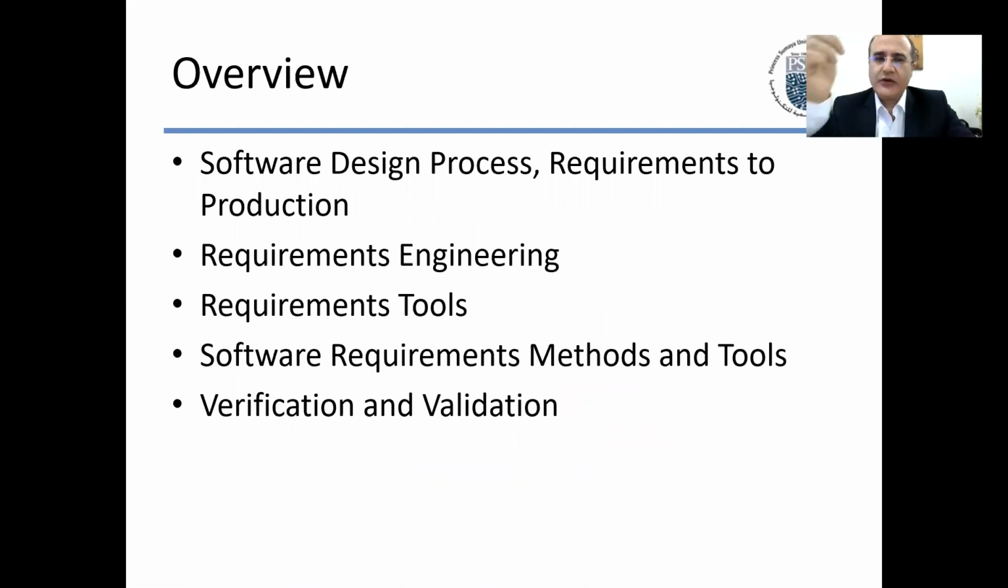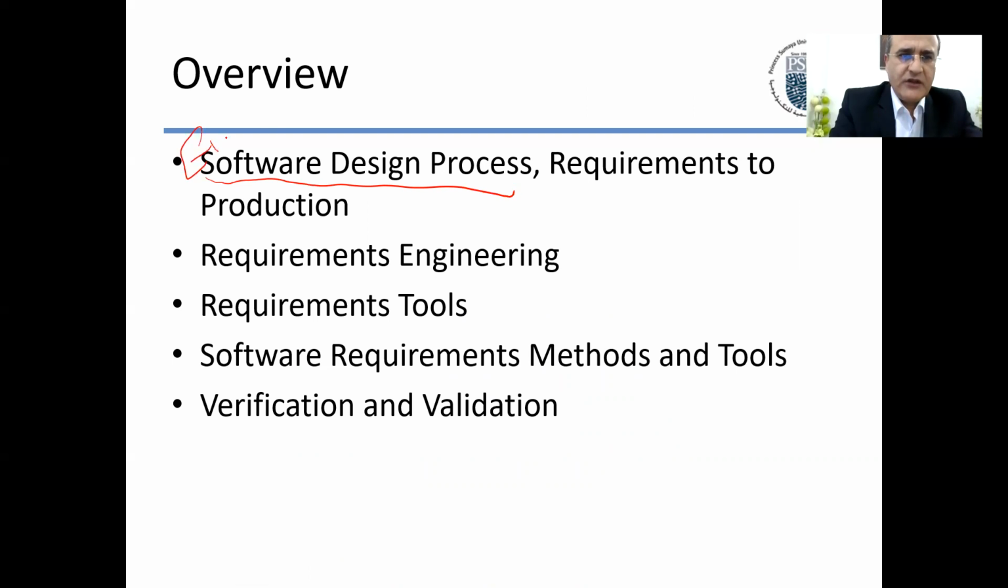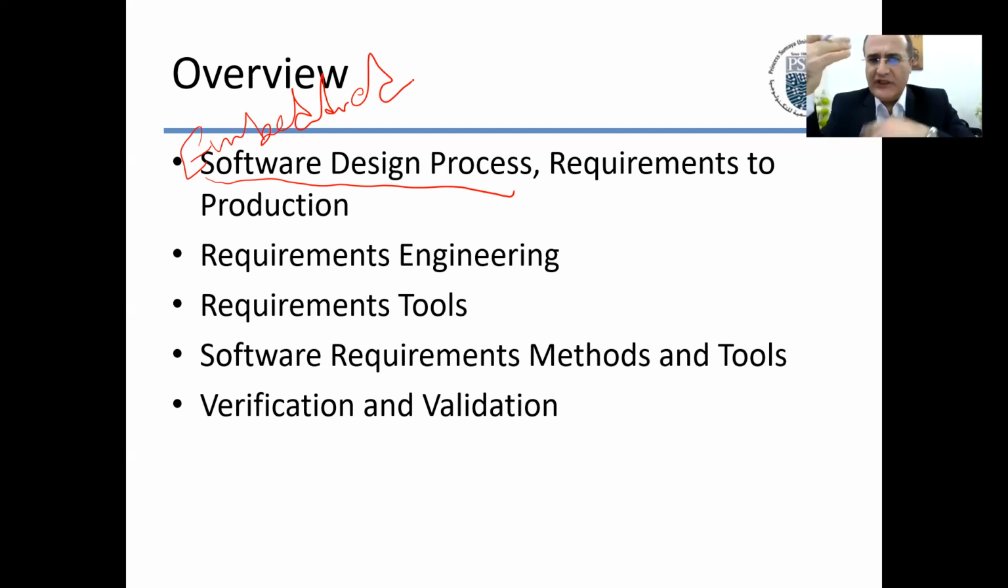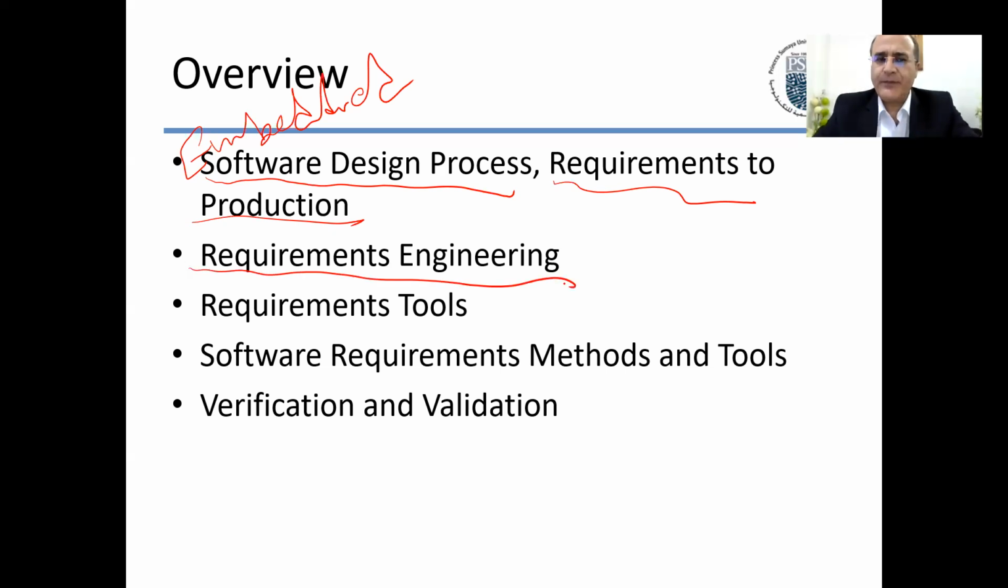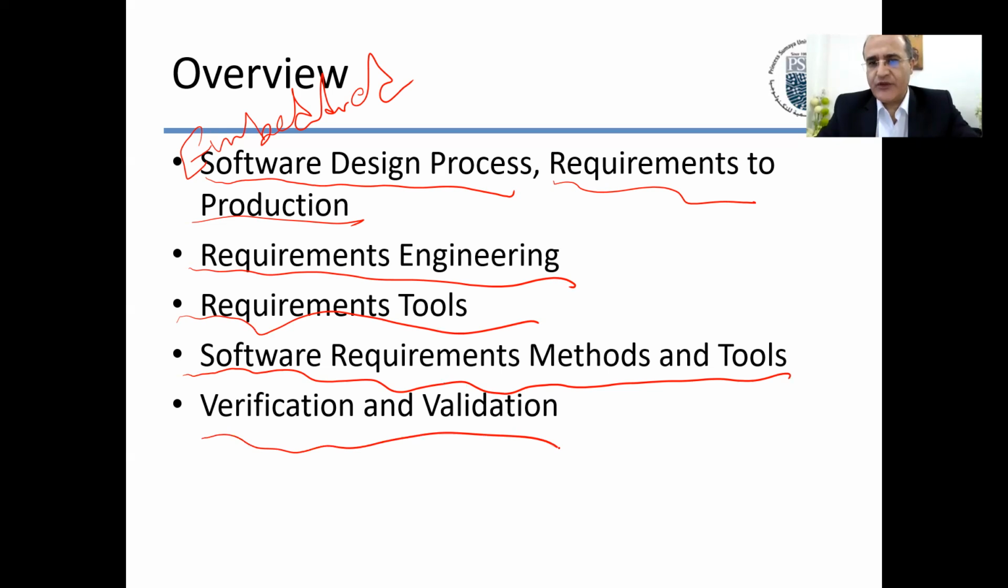So we're going to talk about the following main points when we talk about embedded software design. We're going to talk about the process of designing software, embedded software to be more precise, because I'm not that expert in other software processes, but I'm talking about embedded software, starting from putting the requirements till you get production executable code. I'm going to talk about what is requirements engineering. I'm going to show you some requirements tools. I'm going to talk about software requirements methods and tools used by requirements engineers. Then I'm going to talk about verification and validation of embedded software code.